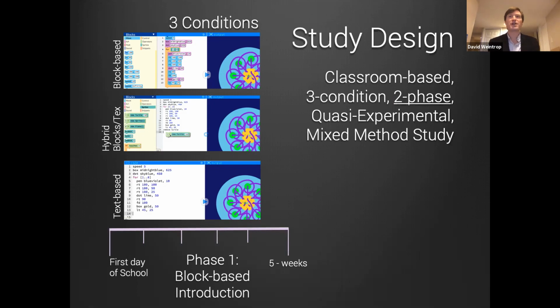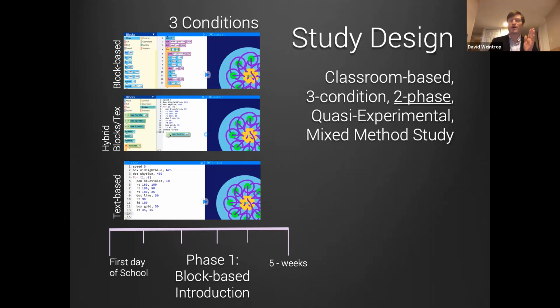The study took place in two phases. The first phase is a quasi-experimental phase where it started on the first day of school and lasted for the first 5 weeks. Over those 5 weeks, each of the classes used a different one of these introductory environments. All three went through the exact same curriculum. We're trying to control for that: they're all doing the same activities, the same teacher, the same classroom, the same student body. Again, the only difference is whether they're in the block-based, text-based, or hybrid environment. So that was the first 5 weeks of school.